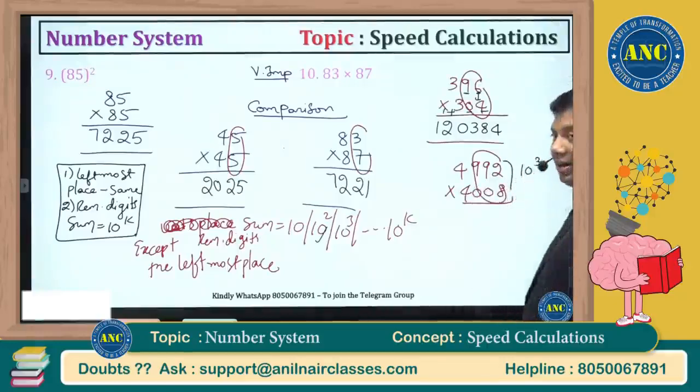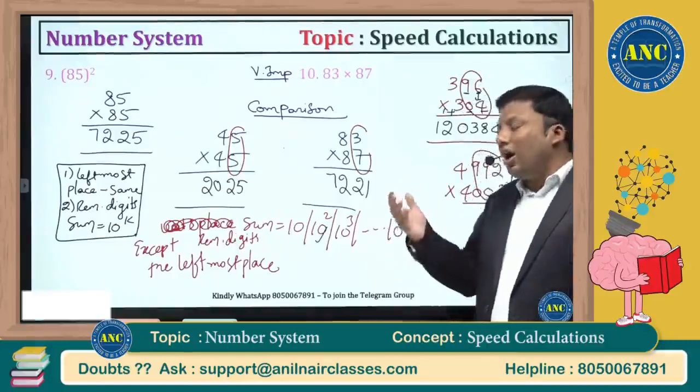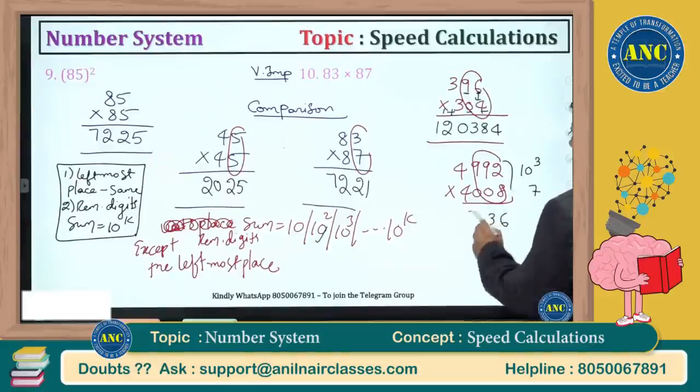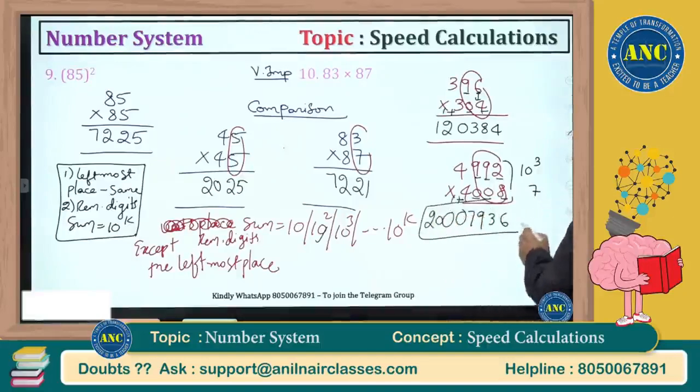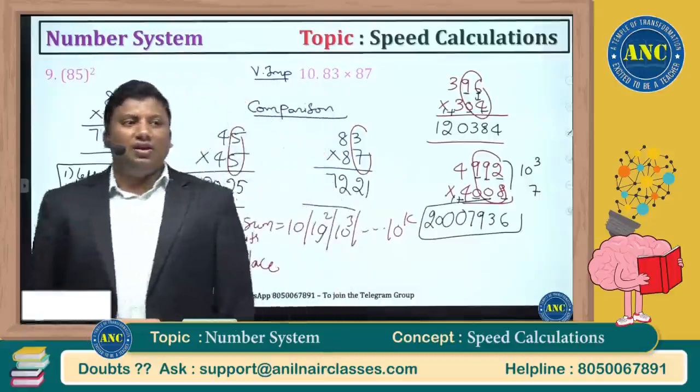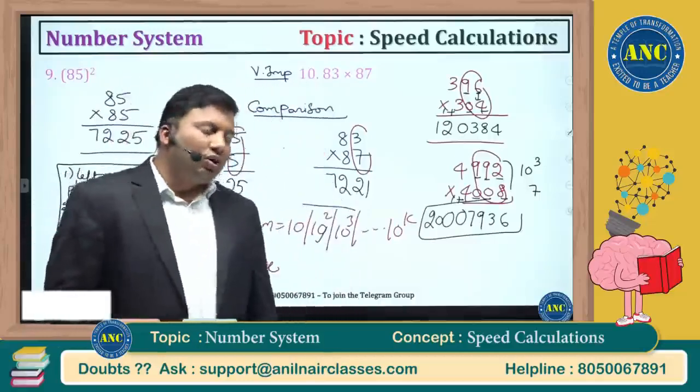4992 into 4008. 992 plus 8, which is 1000. Sum should be either 10 or 10 square or 10 cube and so on. 992 into 8, 7936. 2 8s are 16. 72 plus 7, 79. 1, 2, 3, 4, 5, 6. 6 digits. I got 4 digits. Add 2 zeros. Then add 1. 5 4s are 20. Answer is 20007936.